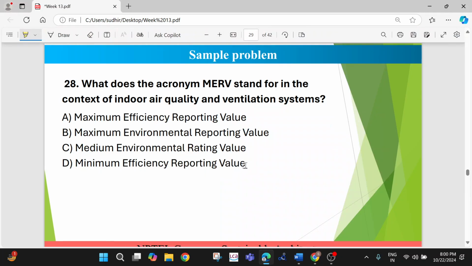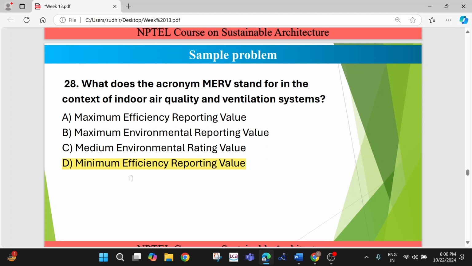So option D is the right answer for this question. MERV refers to the minimum efficiency reporting value, and this is a rating system which is used to evaluate the efficiency of air filters in capturing particles of different sizes. In this rating system, 13 or higher indicates a high level of filtration effectiveness and is crucial for maintaining indoor air quality, especially in mechanically ventilated buildings.